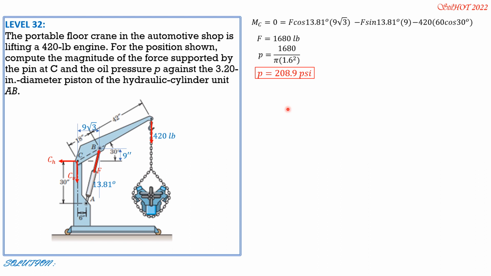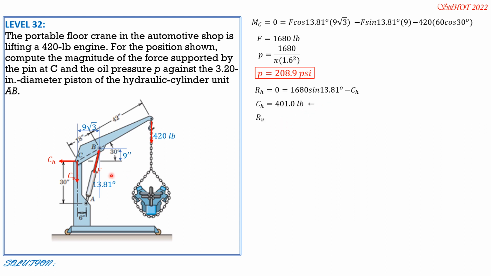And the magnitude of the force supported by pin C, so let's solve for CH and CV. Our horizontal component of the resultant is 0, considering positive first F sine of 13.81, where F is 1680, then sine of 13.81 rightward, then minus CH. So therefore CH is 1680 sine 13.81, so 401 pounds leftward.